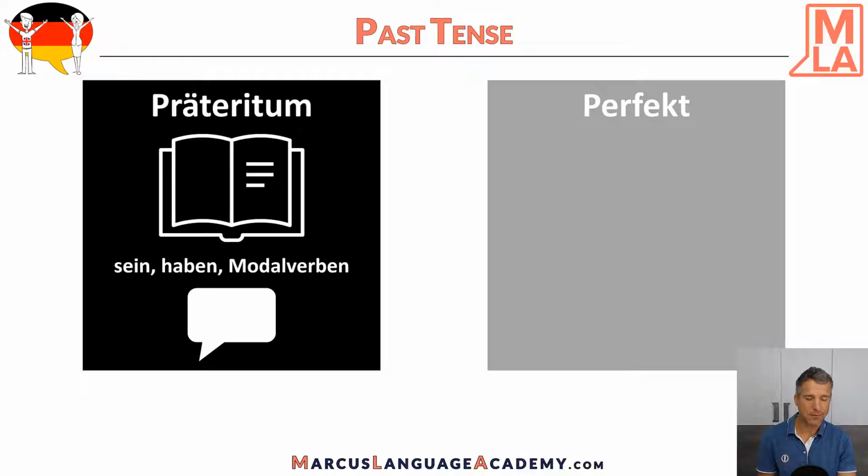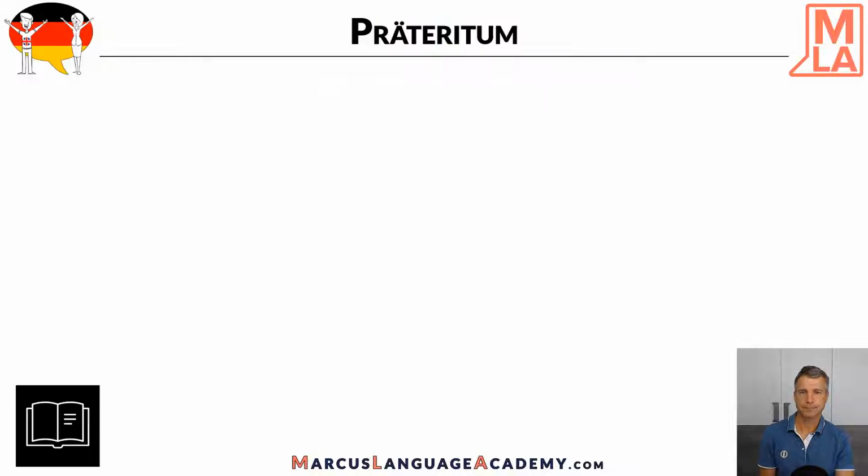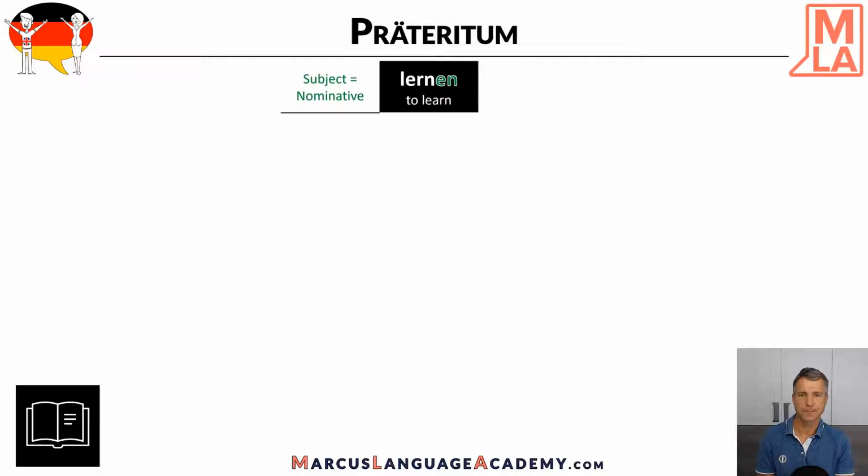And Perfekt we would use for all the other verbs when we speak, except sein, haben and modal verbs. Okay, so that's really important. Okay, so let's see how it works. Let's start with Präteritum for our written language. Let's take a regular verb like lernen, to learn.